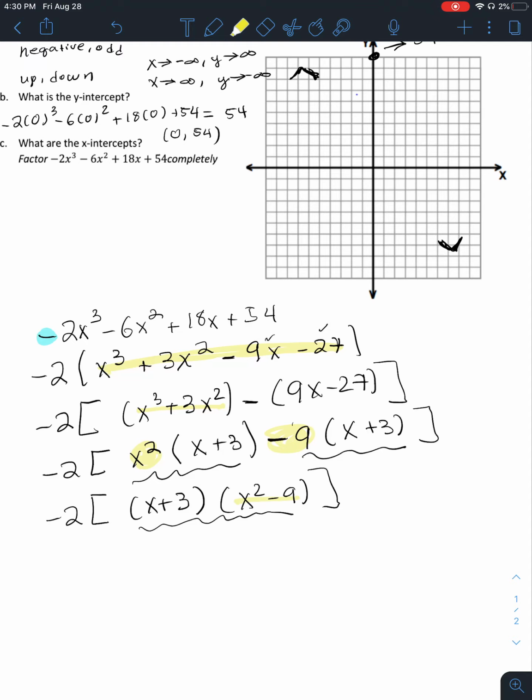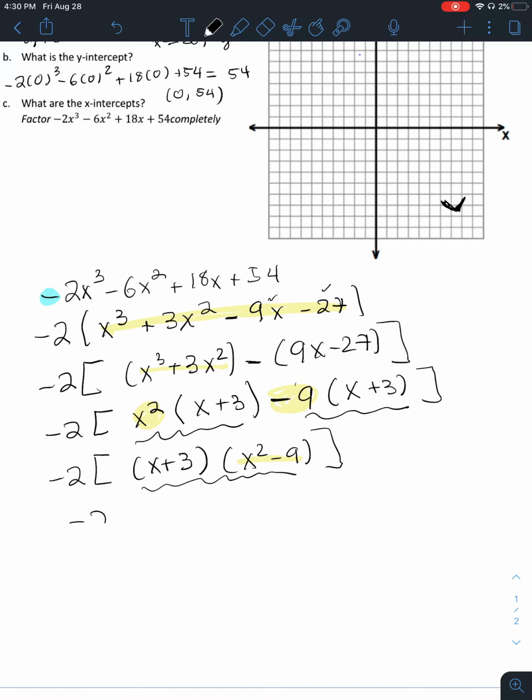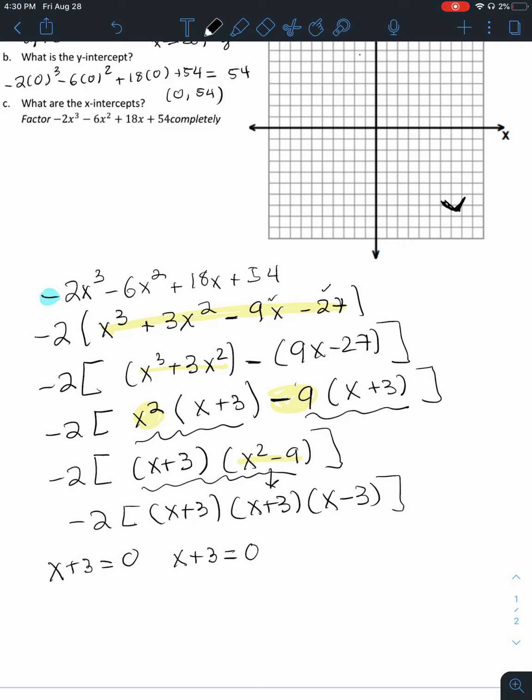I hope that you notice that x squared minus 9 can be factored more. And we are left with, from here, x plus 3, x minus 3. And so this is our problem completely factored. And now I'm going to take each individual factor and set that equal to 0. That negative 2 does not matter. It does not have an impact on what my zeros are.